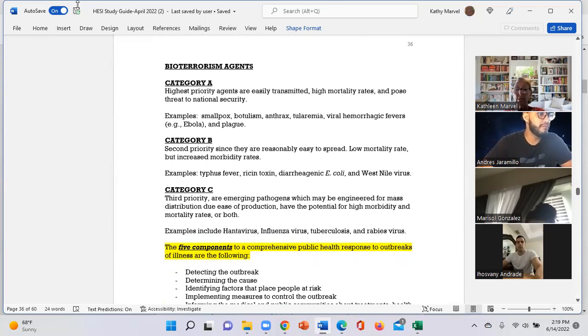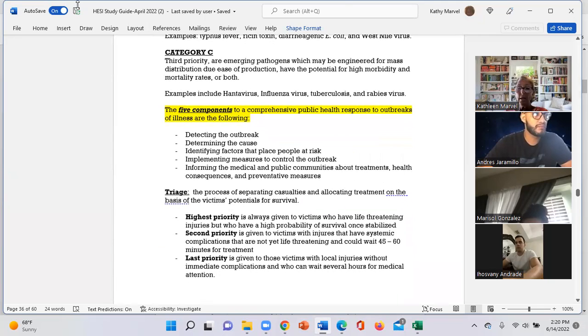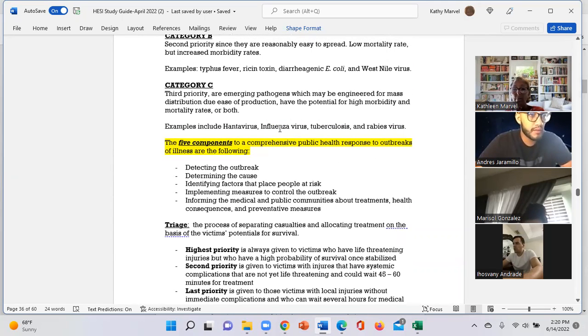Here are some bioterrorism agents. We added this in. We may not have covered this specifically in class, but we extended this information in the study guide because one of the topics that came up or an area of questioning was bioterrorism agents. So we added that into the study guide for you. And this section on page 36 talks about the components of outbreaks and illnesses.